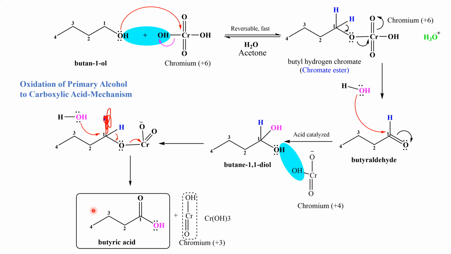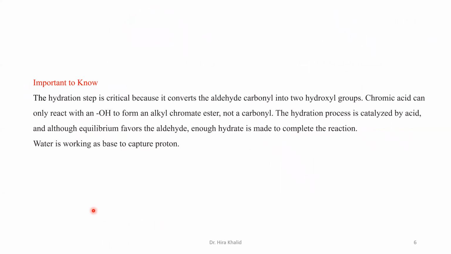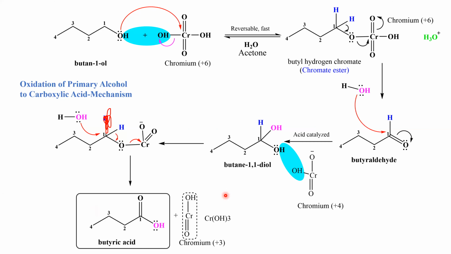So primary alcohol will be converted into the carboxylic acid by the use of the catalyst, which is the chromic acid, and we will use acetone and water as a reaction medium for the synthesis of these carboxylic acids. There is a key point which you should know, that the hydration step, which I have told you is the second step after the formation of the aldehyde, is this one, that the chromic acid is specific to attack on this hydroxyl, not on the carbonyl oxygen.